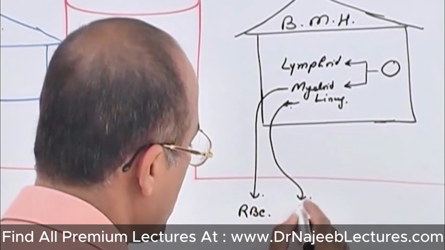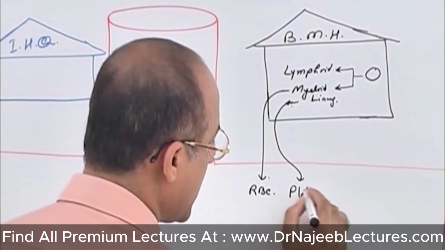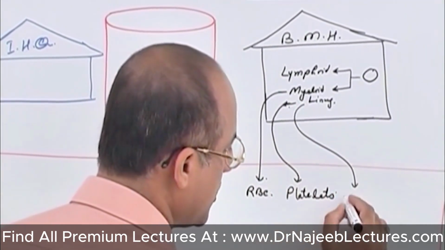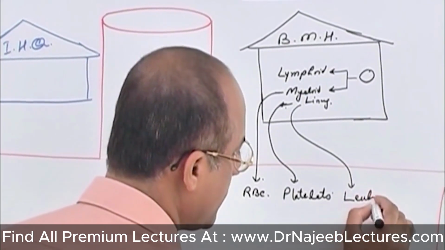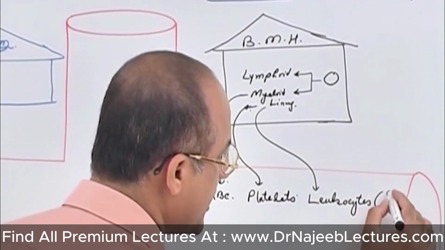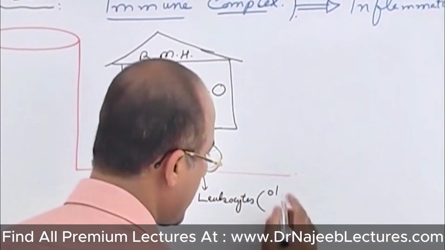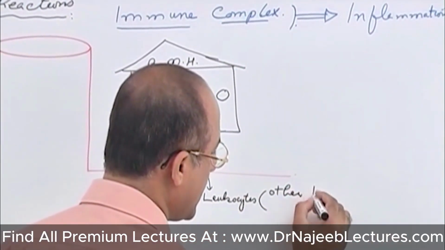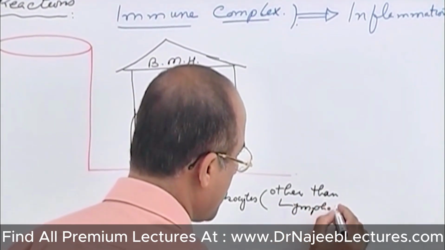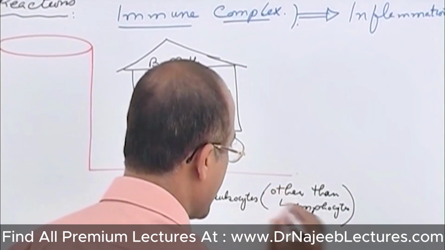and another myeloid line is responsible to produce platelets, and this line is responsible to produce leukocytes other than lymphocytes, because lymphocytes are coming from the lymphoid line.